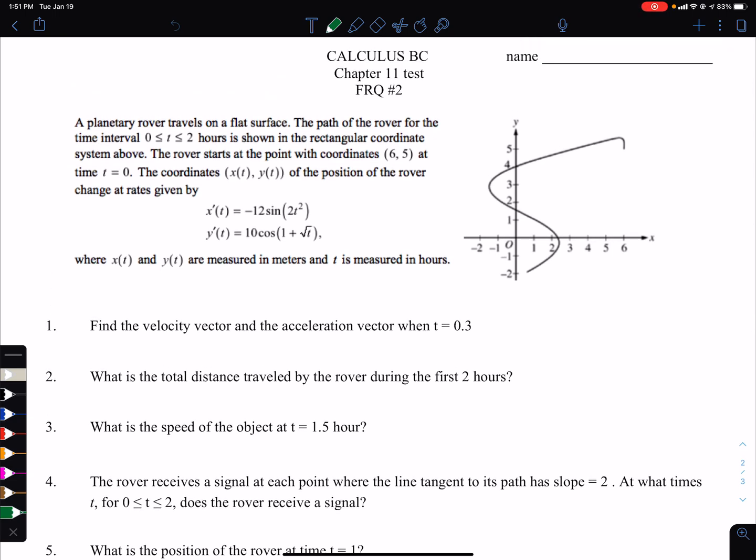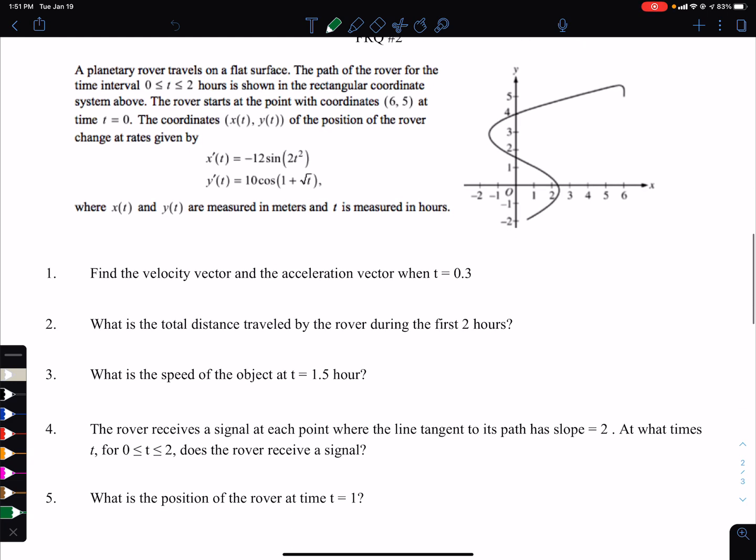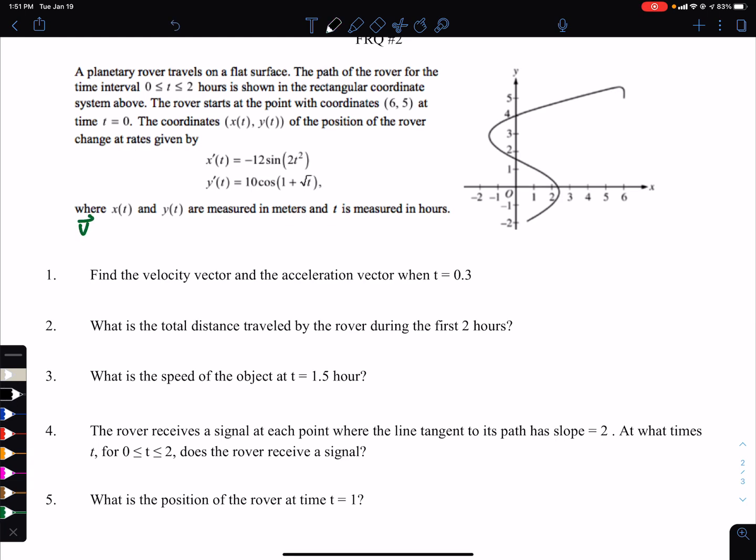This is the Chapter 11 test, 2020-2021. Question number 2: the velocity vector and the acceleration vector. The velocity vector is simply the derivative of x at point 3 and the derivative of y at point 3.